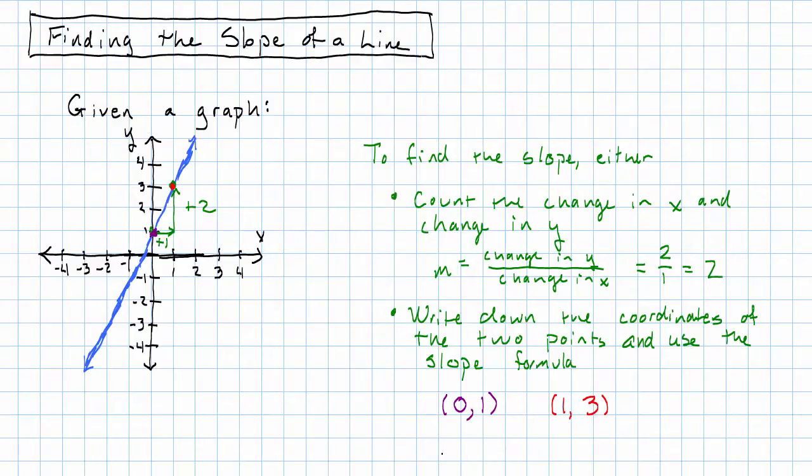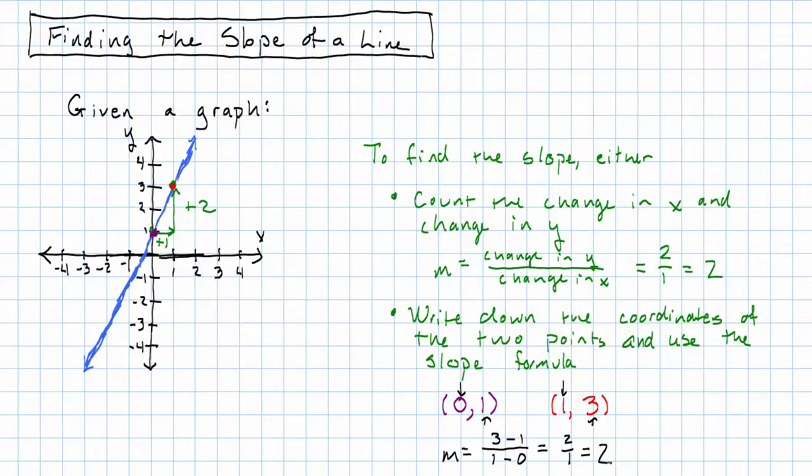So putting these into the slope formula, we get the slope is this y minus this y over this x minus this x. And so again we get 2 over 1, or 2. Either way, we get the same slope. Which one should you use? Whichever one seems easier for the line you're working with just then.